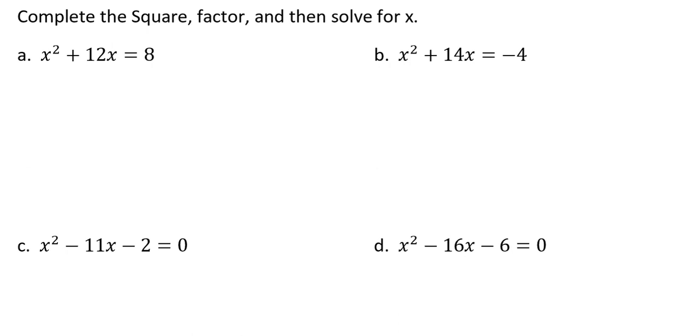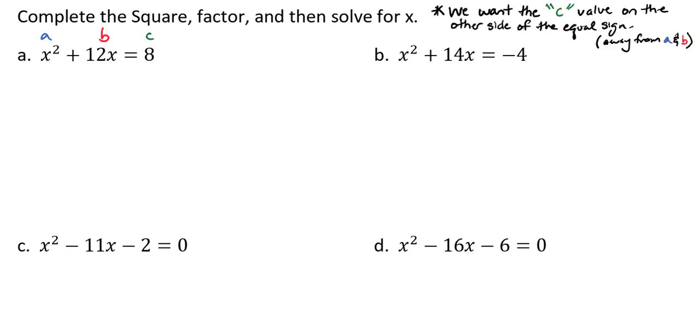Notice that this time we actually have a c value, which we haven't really had in some of our previous videos. Something that's important to note is that we want the c value on the other side of the equal sign, away from the a and the b, which in this example is what we have. That's exactly what we need. We want the 8 over there. So let's rewrite that with our leave a space: x squared plus 12x plus leave a space equals 8.